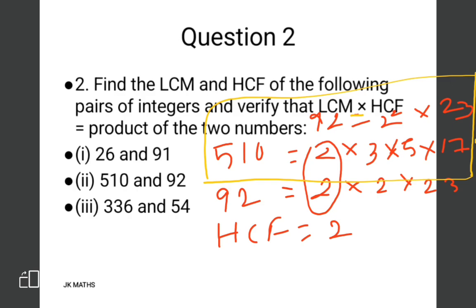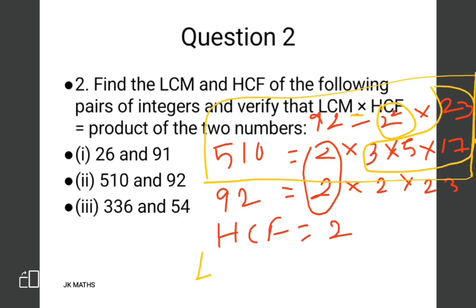In both the numbers we have 2 as common. For HCF we should see the lowest power. In 92 we have 2 square, and here we have only 2 power 1. So we should take 2 power 1 as the HCF. For LCM we should take the highest power. Among square and 1, square is the highest power. So let's take 2 square and we should take all the remaining numbers. So this is the LCM.